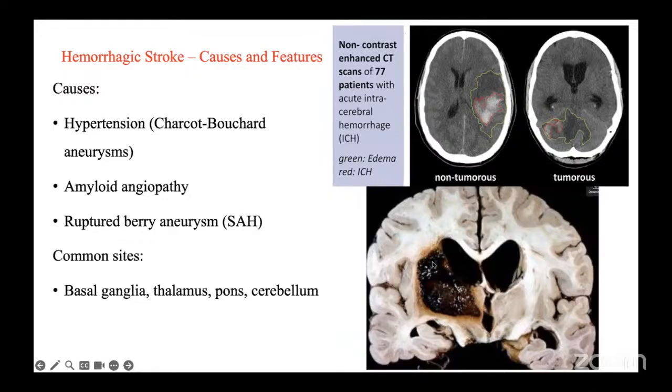And this is the gross image which is showing the hemorrhage, the pontine hemorrhage. Sorry, I'm really sorry. This is the thalamus, basal ganglia.